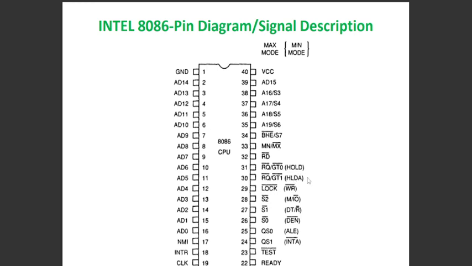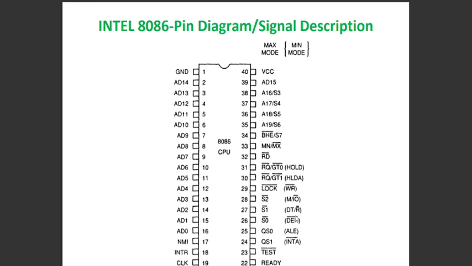HLDA. HLDA stands for hold acknowledgement, and it is available at pin number 30. This signal acknowledges the hold signal. HOLD, this signal indicates to the processor that external devices are requesting to access the address/data bus. It is available at pin number 31.